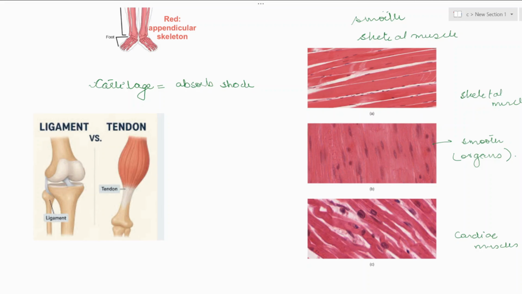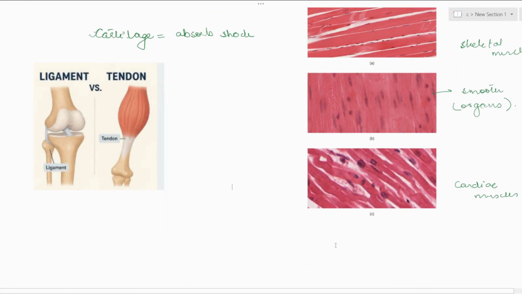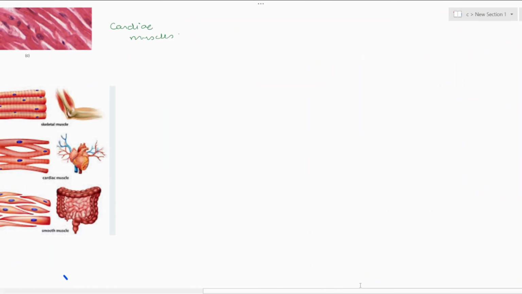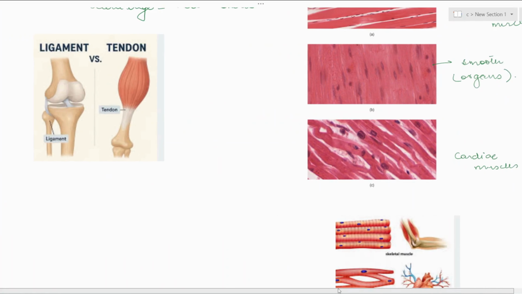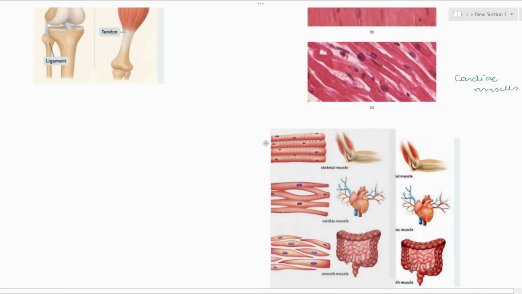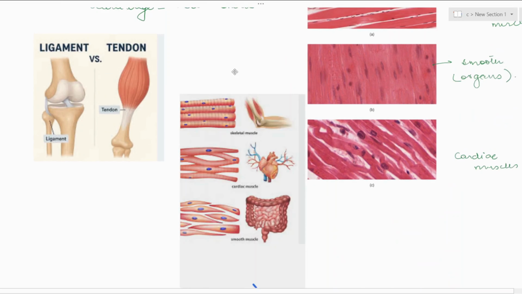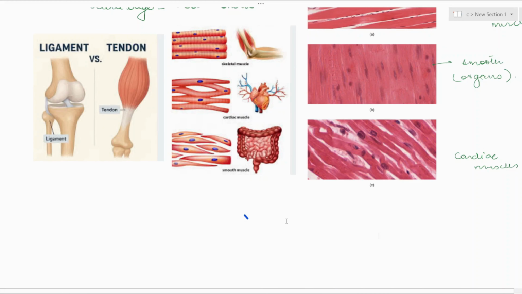Let me give you a different diagram for more understanding. Let me paste one more diagram here. Smooth muscles make organs. Cardiac muscles make the heart. There is a difference in their shape.